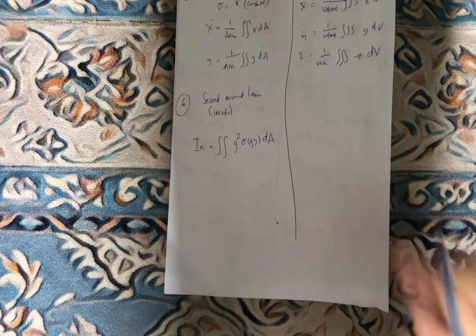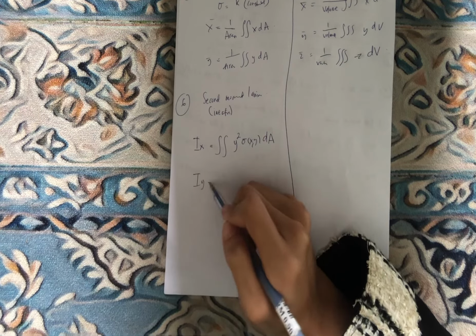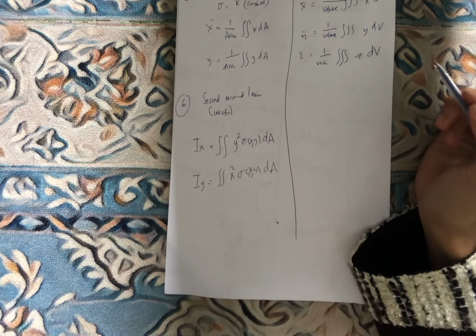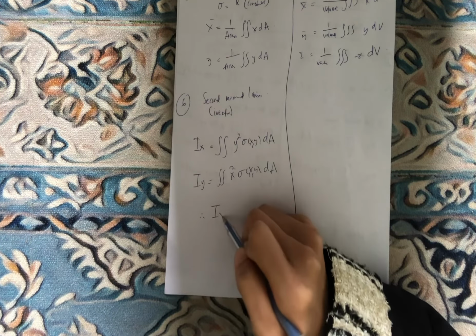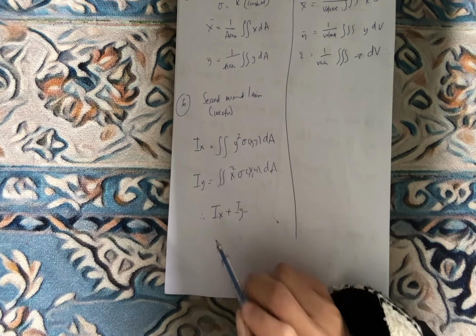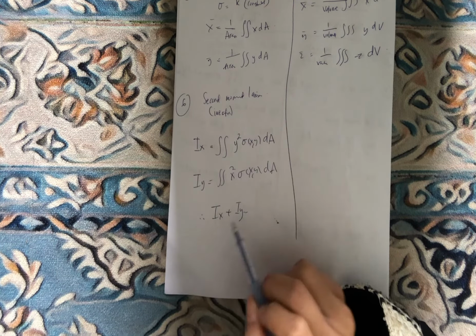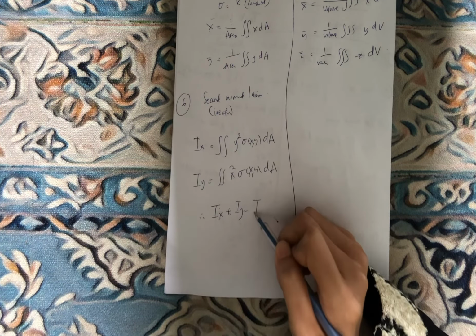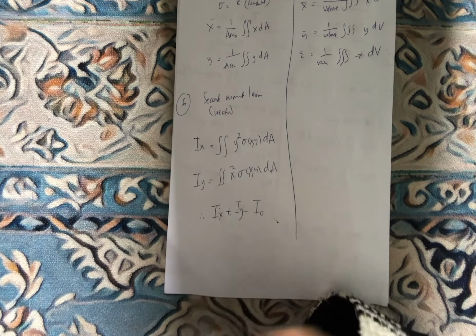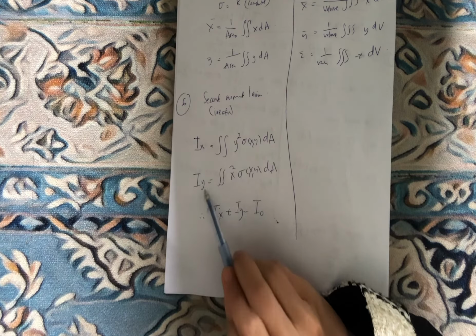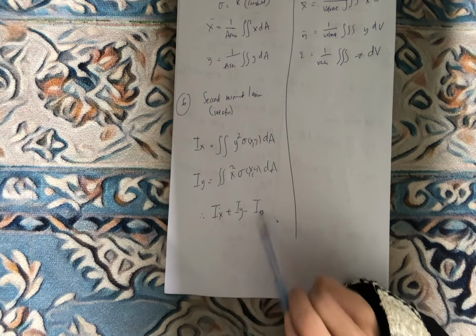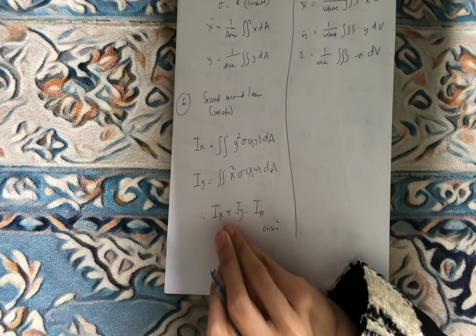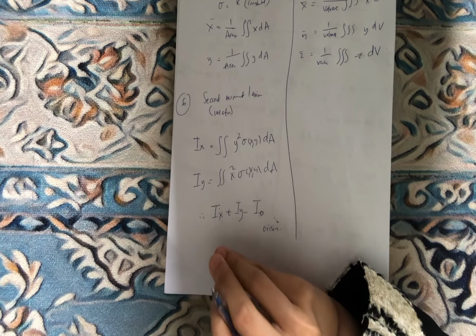Because we call it inertia, we denote it as Ix. Then Iy is the double integral of x square times density dA. We also have something like this: if we add Ix plus Iy, the inertia about x plus the inertia about y, we get the inertia at the origin. This one is about the x axis, this one is about the y axis, and O here stands for origin. This is just extra information for you guys.